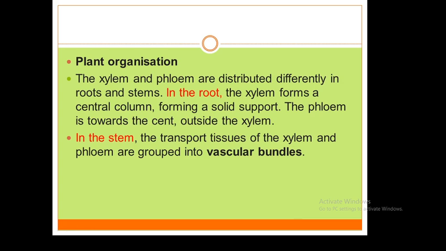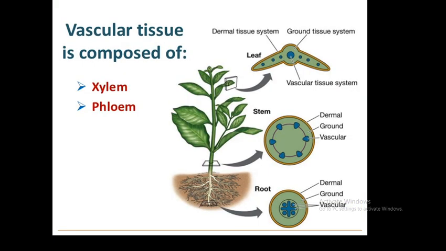Plant organization. We said that the phloem and the xylem are distributed differently in the roots and stems. In the root, the xylem forms a central column forming a solid support, and the phloem is towards the center, outside the xylem. In the stem, the transport tissues of xylem and the phloem are grouped into vascular bundles.